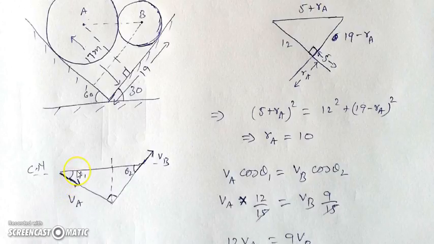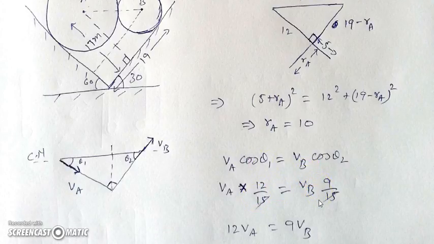So we can get the component along the common normal. This is the common normal, the line joining the centers. So VA cos theta 1 equals VB cos theta 2. By just replacing the values of cos theta 1 and cos theta 2, we get 12 times VA is 9 times VB.